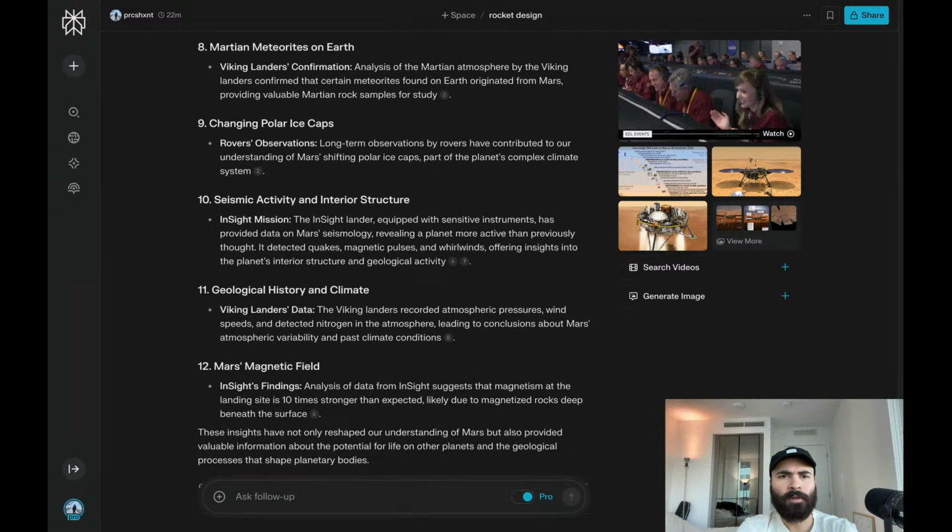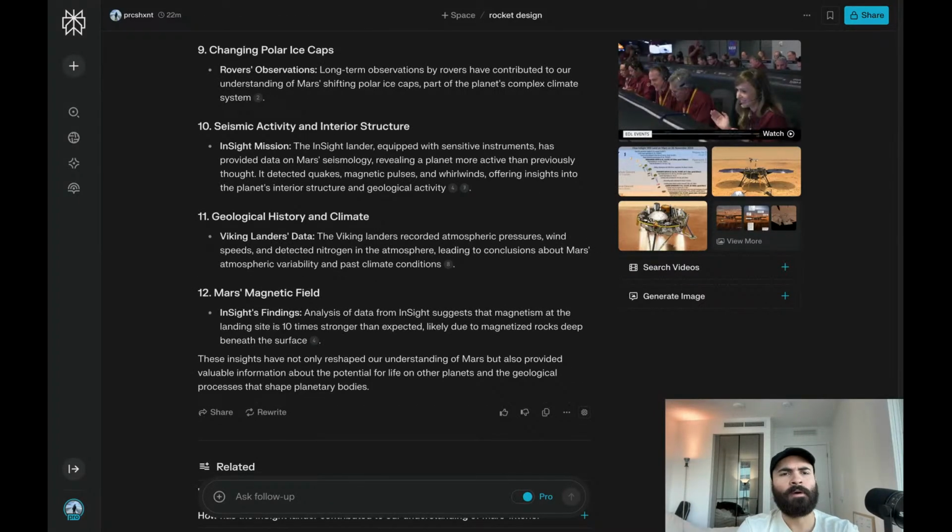Martian meteorites on Earth. Viking landers confirmation. Analysis of the Martian atmosphere by the Viking landers confirmed that certain meteorites found on Earth originated from Mars, providing valuable Martian rock samples for study. Oh, okay.